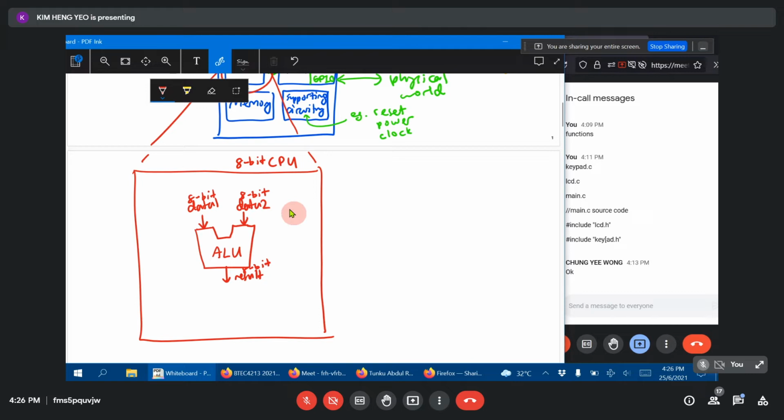16 bits is something in between that is rarely used. The most popular 8-bit microcontrollers are PIC microcontrollers. The most popular 32-bit microcontrollers are your ARM Cortex microcontrollers. So you studied both in your syllabus. Earlier in microprocessors, you studied 8-bit PIC microcontrollers. Now you study 32-bit ARM microcontrollers.